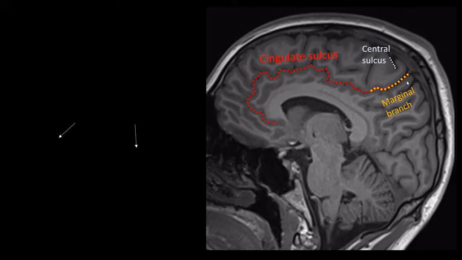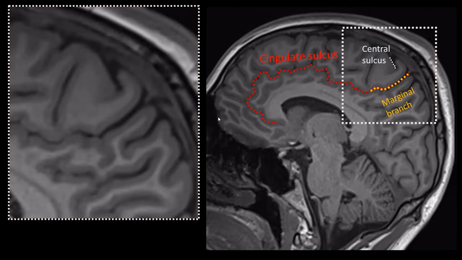So the upward extension of the cingulate sulcus, and the central sulcus will be in the sagittal plane, a very small sulcus immediately in front of it. And I even made a magnification. Here we have the marginal branch of the cingulate sulcus and the central sulcus. This is also described in the literature, but I find it very impractical and not useful at all.